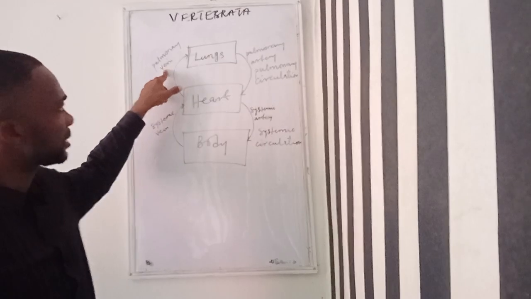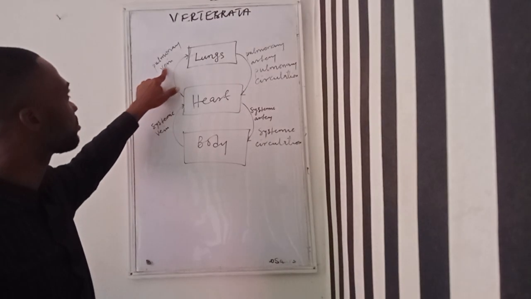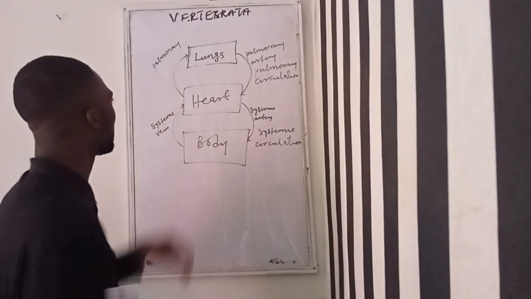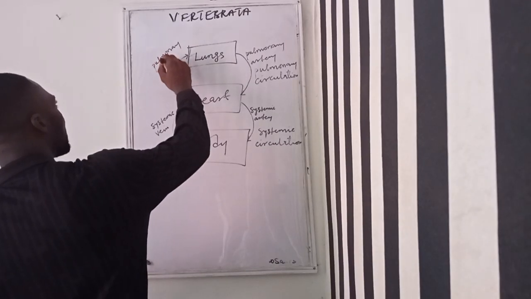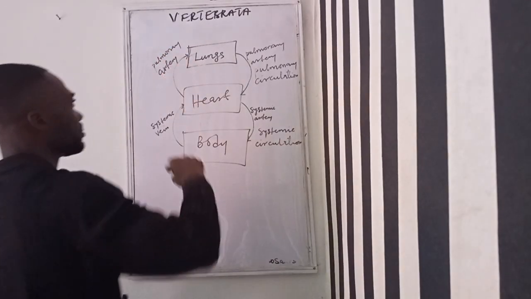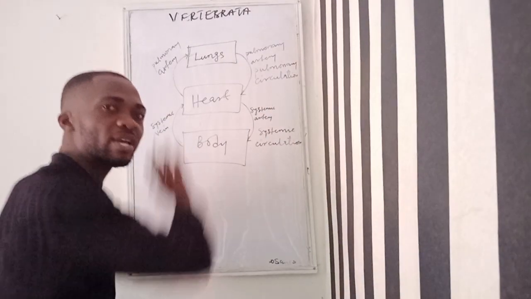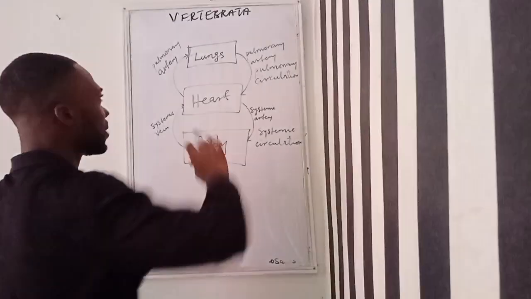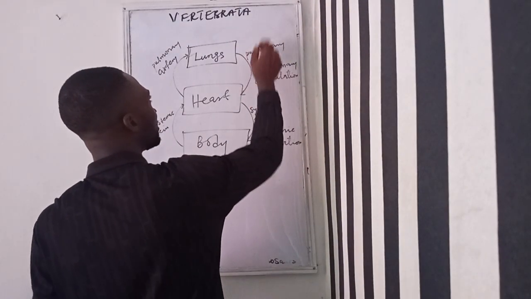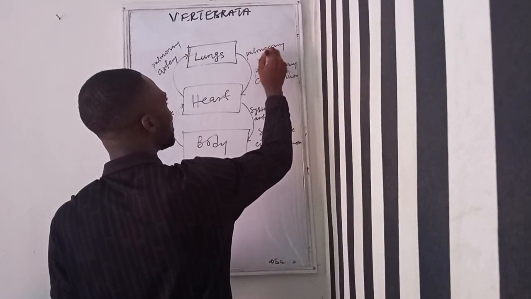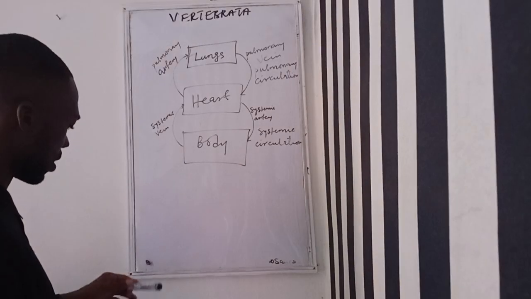This blood vessel that takes this blood to the lungs is called a pulmonary artery. Why is this artery? Because it's taking blood away from the heart. Any blood vessel that takes blood away from the heart is the artery. Then the one that takes blood to the heart is called a vein. I hope you understood that.